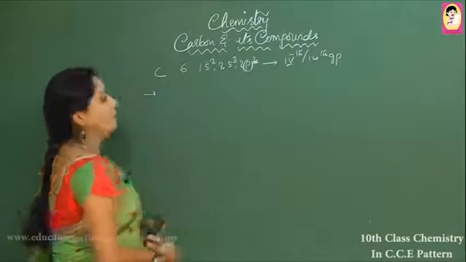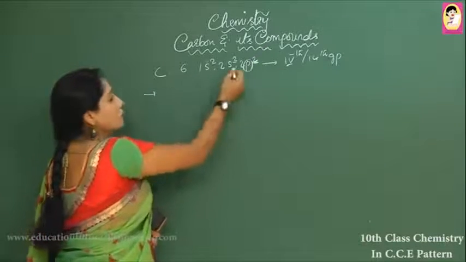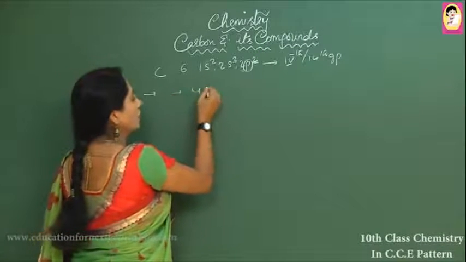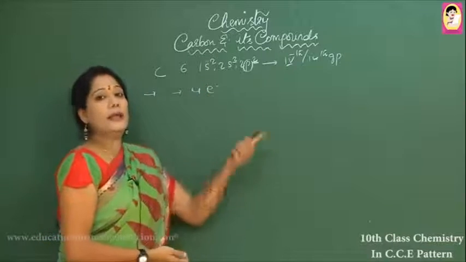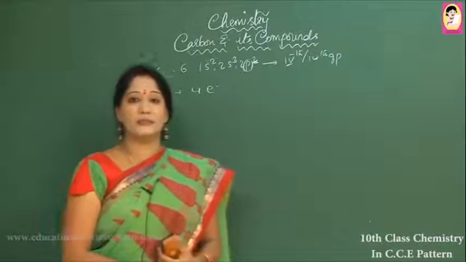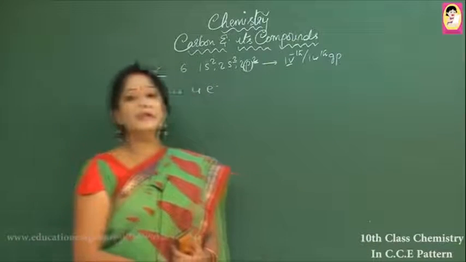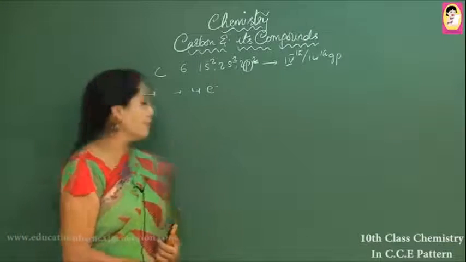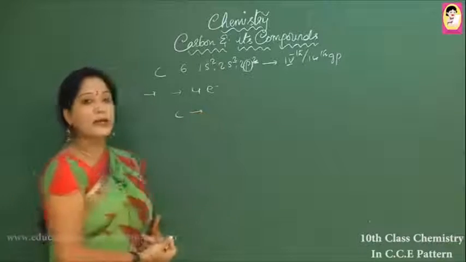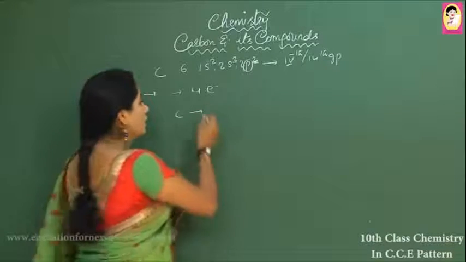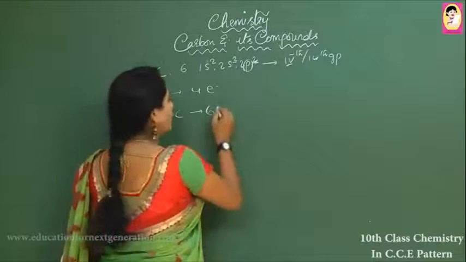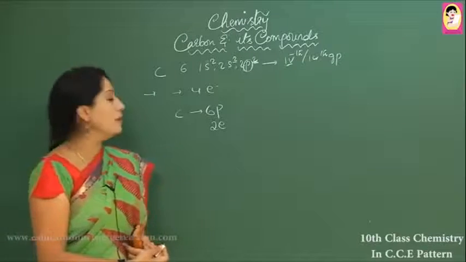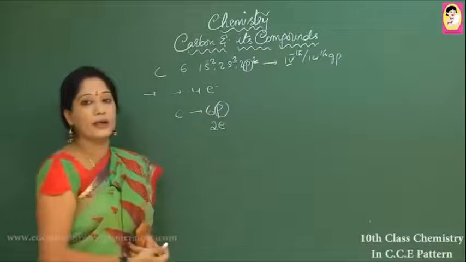Now, this carbon requires 4 electrons to gain stability, meaning it can either donate 4 electrons or accept 4 electrons to get stabilized. But the nuclear charge does not permit the carbon atom to form an ionic bond. Why? Because if the carbon atom donates 4 electrons, the 6 protons would be left holding only 2 electrons, which is very much impossible, because the nuclear charge becomes very high.